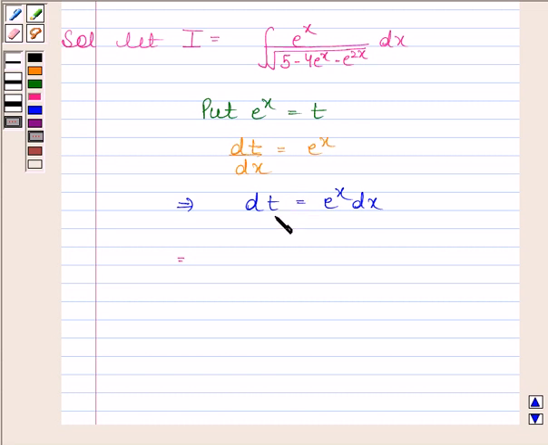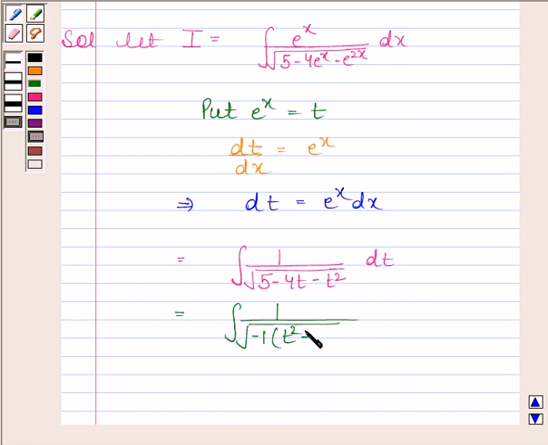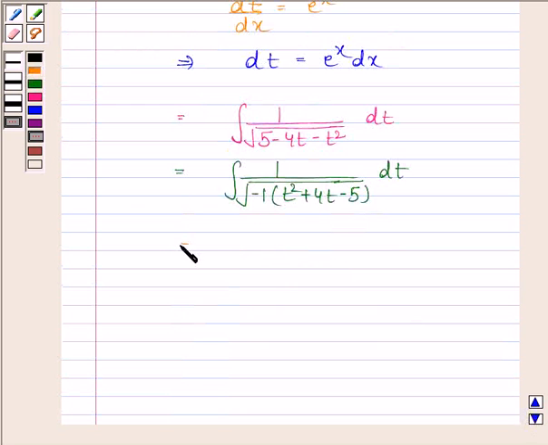Now by substituting dt in place of e to the power x into dx and t in place of e to the power x, we get the integral of 1 by square root of 5 minus 4t minus t square with respect to t. This is equal to the integral of 1 by square root of minus 1 into t square plus 4t minus 5 dt. Now this is equal to the integral of 1 upon square root of minus 1 into t square plus 4t plus 2 square minus 2 square minus 5 with respect to t.